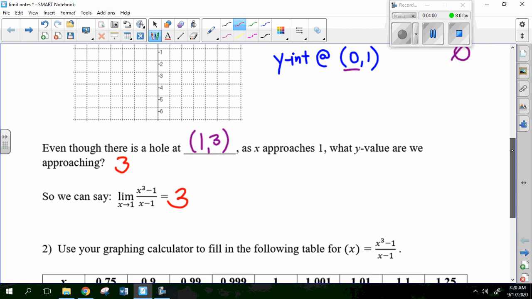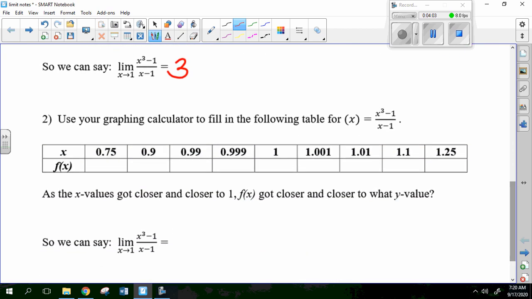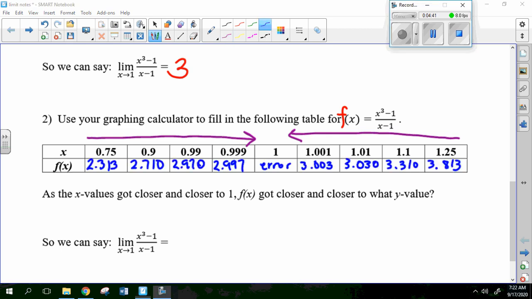Now, what if I wanted to confirm that with a table? What I've given you is my function, the same function, and I want you to plug these x values in for x in that function. Again, if you need help on the calculator, you'll just need to come see me in office hours and I can go over that with you. The idea is that these numbers are getting closer and closer to 1 from the left, and these numbers are getting closer and closer to 1 from the right. I'm going to pause the video and fill in the values real quick. So I'll be right back.